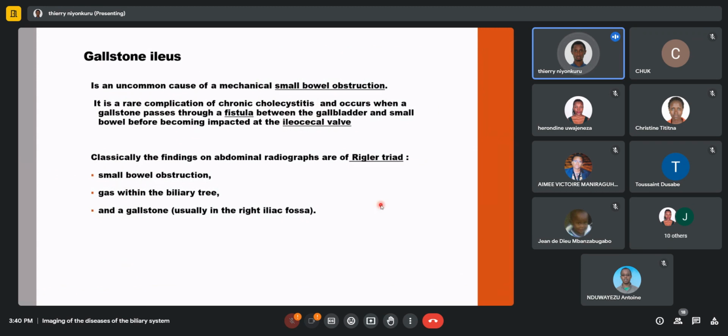There is gallstone ileus, which is also a complication of calculous cholecystitis. It is a rare complication, but it occurs where there is a perforation and the gallstone passes through, forming a fistula between the gallbladder and the small bowel. It usually occurs at the level of the ileum, and the stone will be impacted at the ileocecal valve where it will cause signs and symptoms of intestinal obstruction. So there is a triad, which is Rigler triad, which suggests gallstone ileus, where the patient presents with acute symptoms of small bowel obstruction, and we see gas in the biliary tree and a stone in any portion of the small bowel. It may be located in the right iliac fossa when it has impacted in the ileocecal valve.